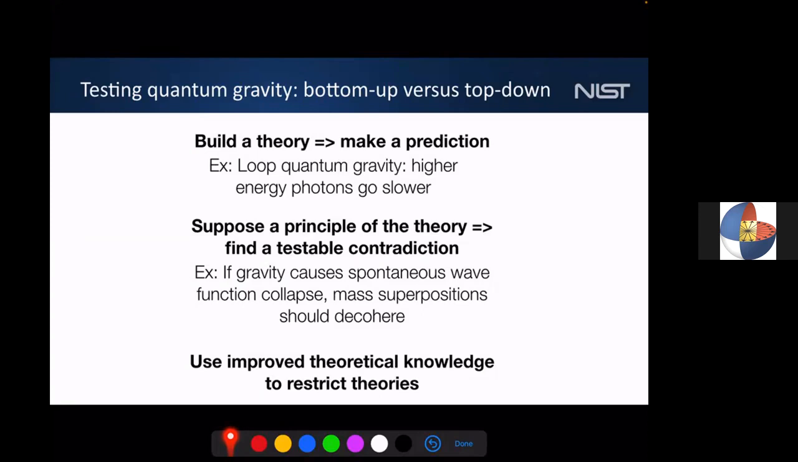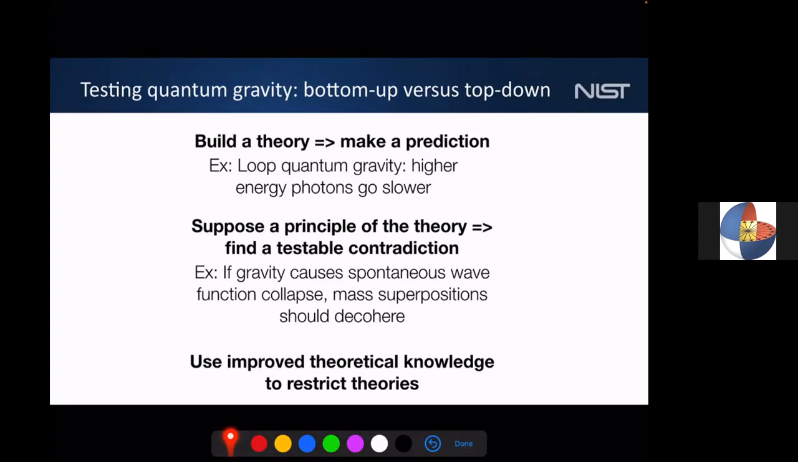So one approach is bottom up: let's choose a theory, and from that theory, make a prediction. Some years ago, for example, in the world of loop quantum gravity, there was a prediction made that higher energy photons might go slower. Now you can disagree with the calculation, or you can try and measure that effect. The other is a more top-down approach in which you suppose a principle of the theory without being specific about the theory and then find some testable contradiction.